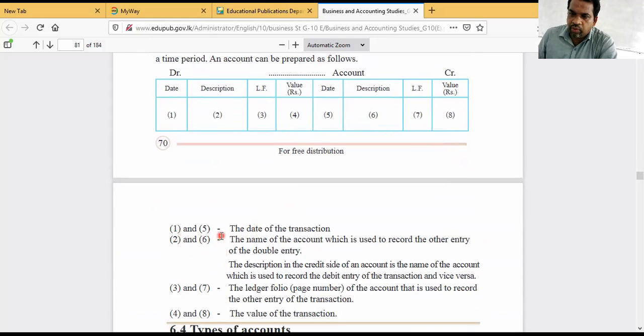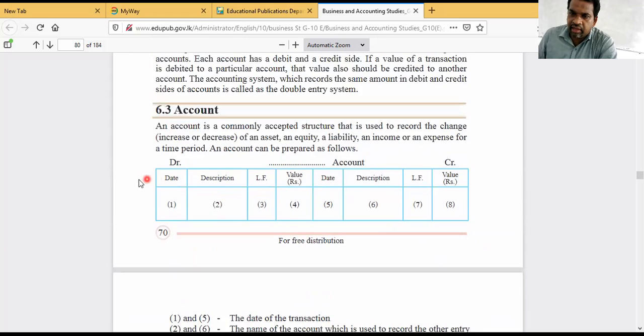Number 1 and 5, the date of the transaction. Here, from this point to the left side is the debit side, and from this point to the right side will be the credit side. Therefore, number 1 is the date, and number 5 column is also the date: the debit side date column and the credit side date column.